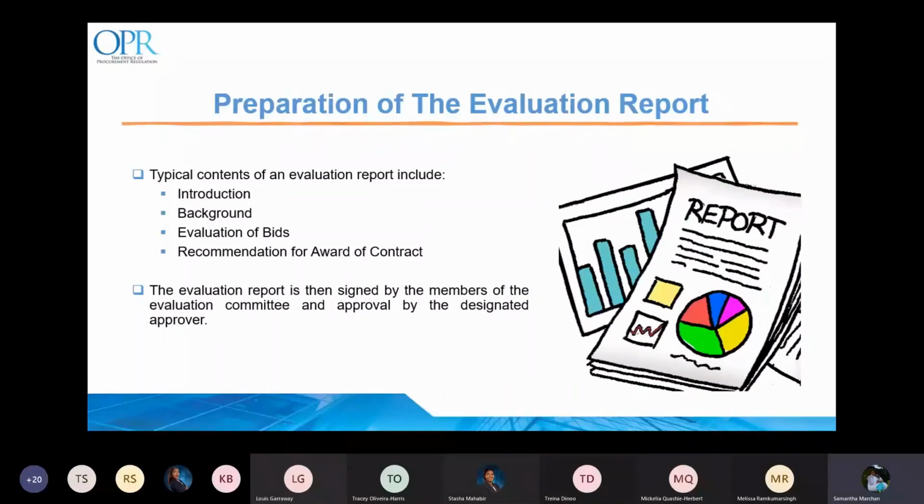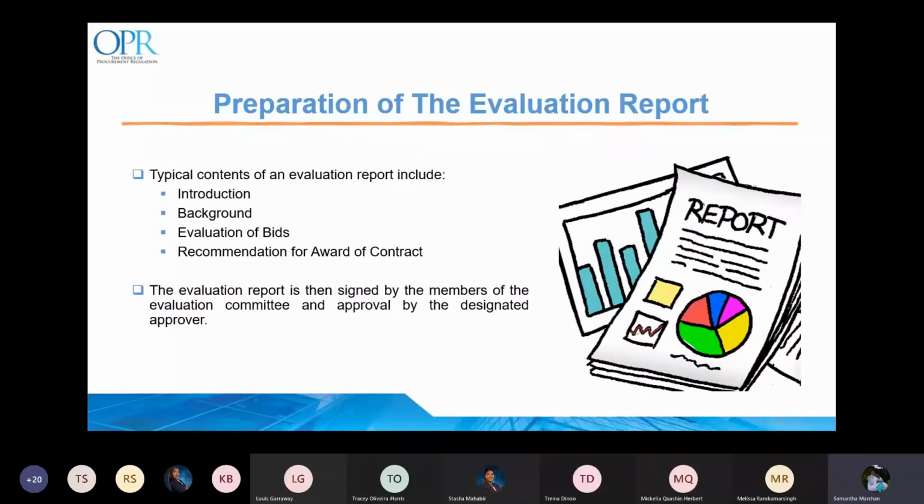The content should include an introduction. This is a brief explanation of the reasons for the procurement, the objects of the act that the procuring entity has set out to achieve, and a brief description of the project. Secondly, we have the background. The background should provide details on how the project was initiated, any prior approval that was granted, the procurement method that was used, the submission deadline, the firms that submitted bids, and the tender opening procedure.